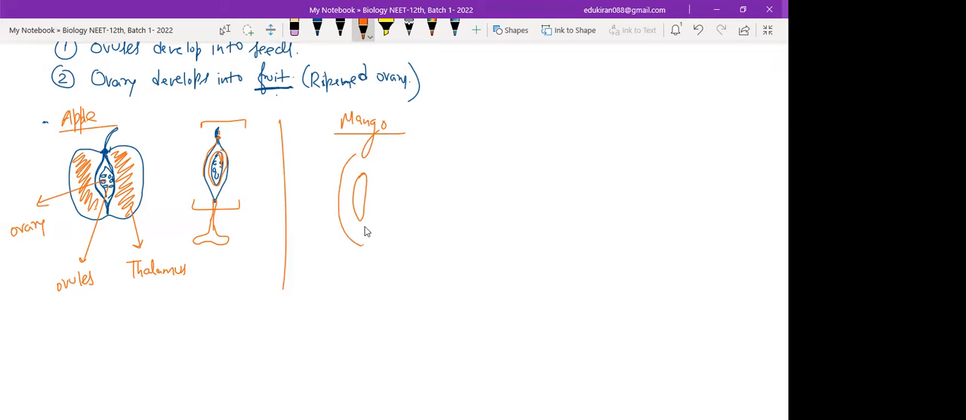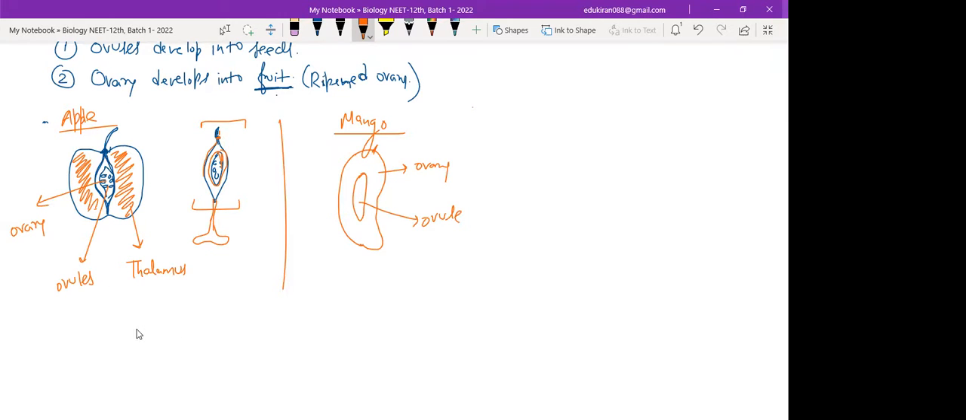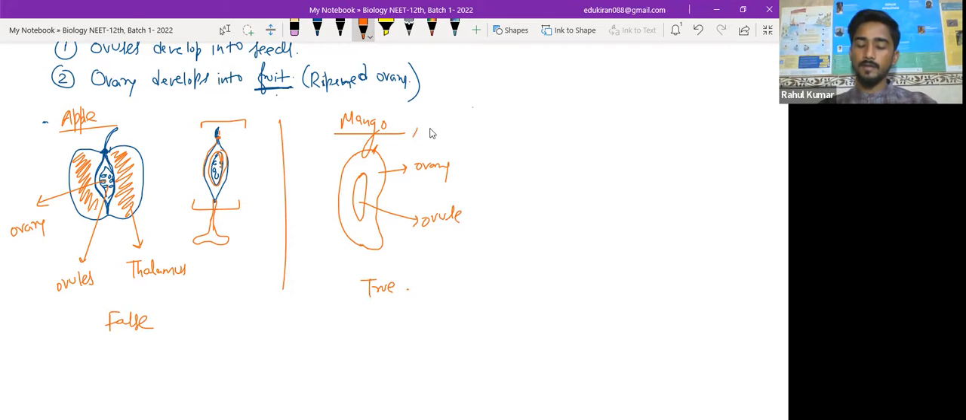So if you cut a mango, it will look something like this, right? What you are eating is the ovary part, and what is inside is the ovule. So this is a false fruit, and this is a true fruit. More examples of true fruits are blueberry and plums. A false fruit is strawberry. Strawberry is a false fruit.